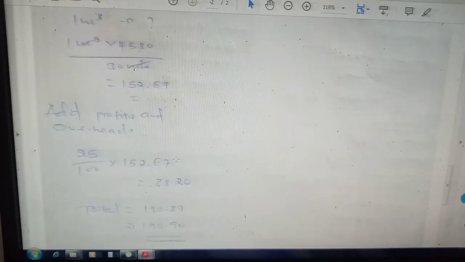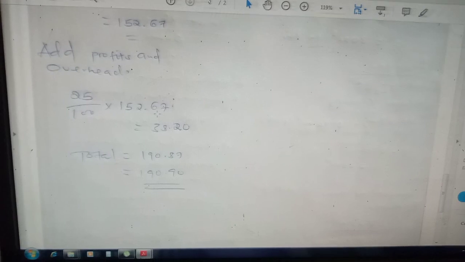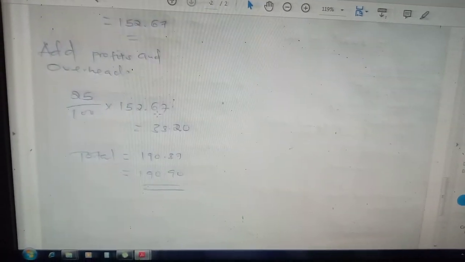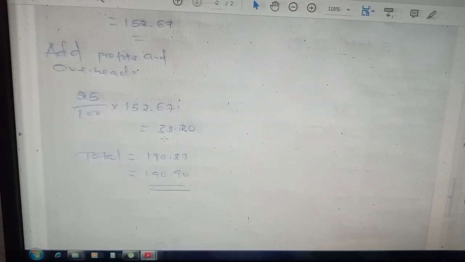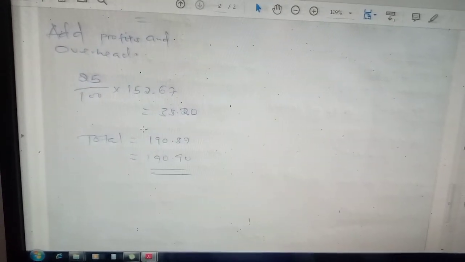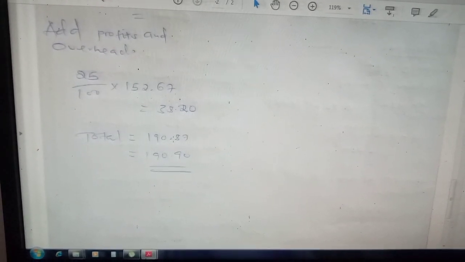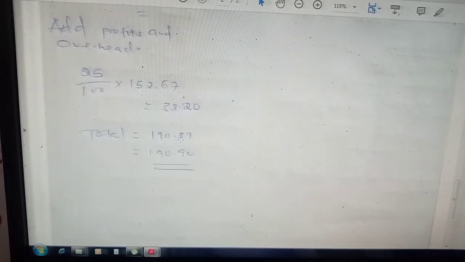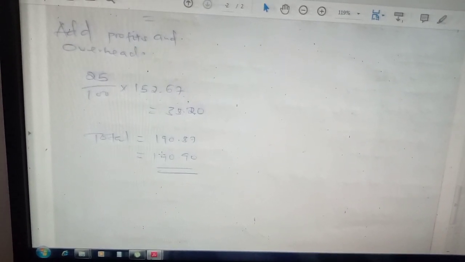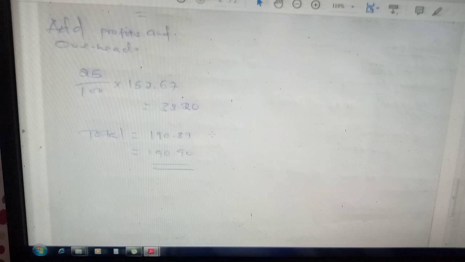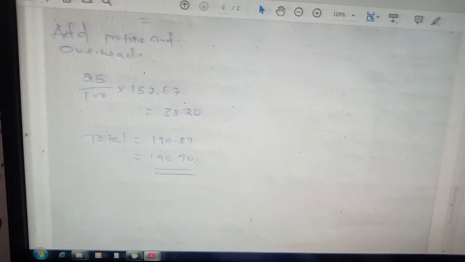Then you proceed to get the profits and the overheads, which is 25% of that 152.67. You will get 38 shillings and 2 cents. Then the total is 190 shillings and 87 cents. Because we don't have 87 cents, we round it off to 190 shillings and 90 cents. So that is our question for today.